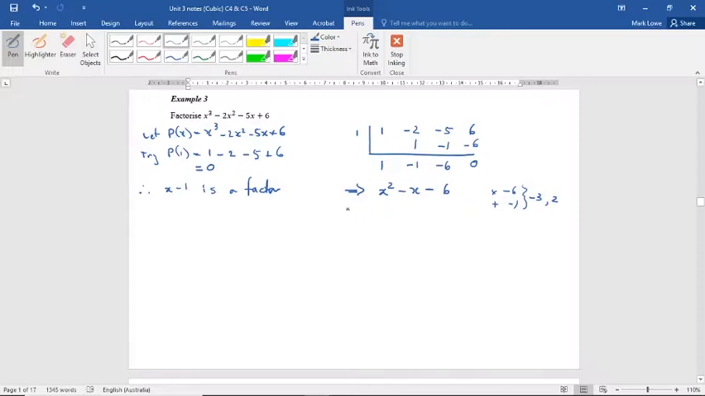So then our linear factors will be x minus 3, x plus 2. So therefore, p of x could also be written as x minus 1, x minus 3, x plus 2. So that is our factored form of this polynomial.